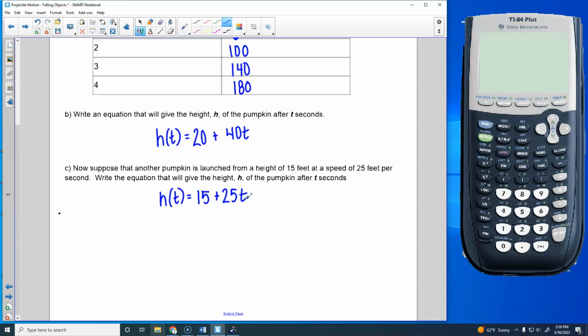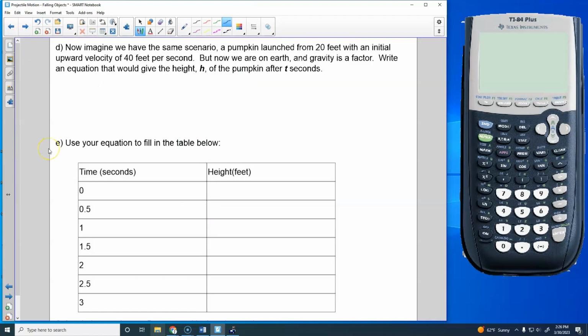Okay, so you would always have your starting amount where you start from, and then it's just going to be plus whatever speed you're going times the time, right? That'll tell you how far it would go. These equations would only work if you had no gravity, because these pumpkins would just keep going up, up, up, up forever.